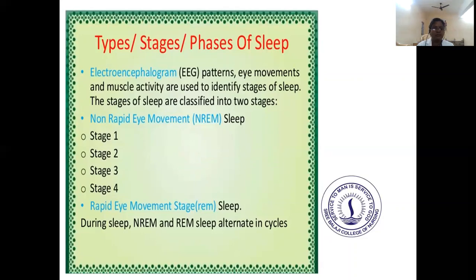Like we have types of sleep. Electroencephalograph, eye movements and muscle activity are used to identify stages of sleep. The stages of sleep are classified into 2 stages. Non-rapid eye movement, we can say NREM. It has 4 stages: stage 1, stage 2, stage 3 and stage 4. Rapid eye movement, we can shortly call REM. During sleep, non-rapid eye movement and rapid eye movement sleep alternate in cycles.